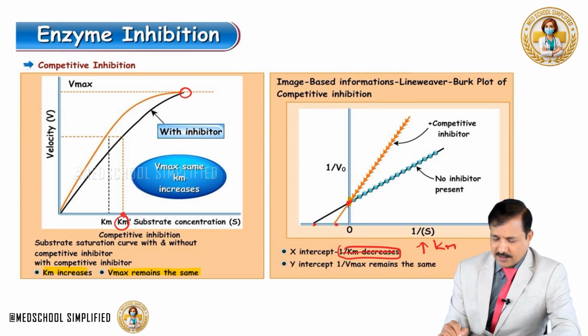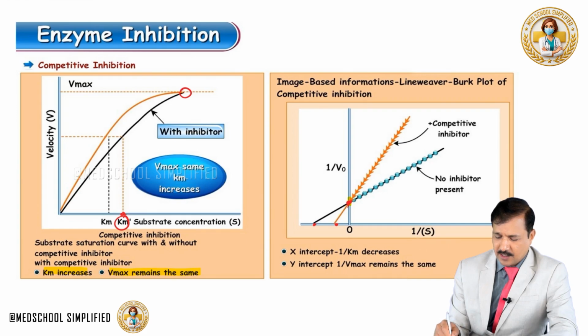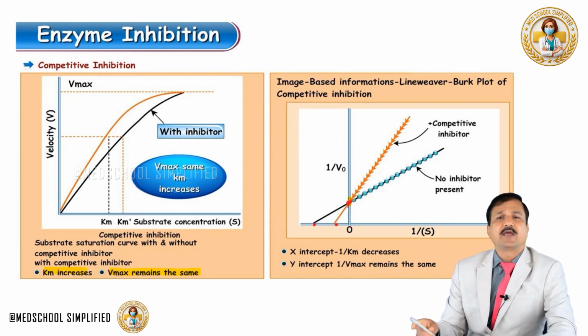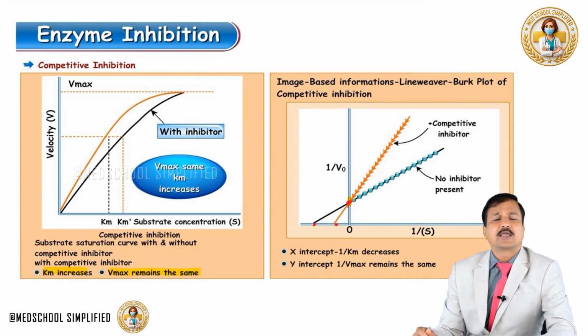In the same way, the y-intercept, 1 over Vmax, remains the same there. So make sure you remember and identify how to identify a competitive inhibitor both in the Michaelis-Menten plot and also in the Lineweaver-Burk plot. In the Michaelis-Menten plot, Km is increased and Vmax remains the same, which is very clear there. Whereas in the Lineweaver-Burk plot, you have to be careful.